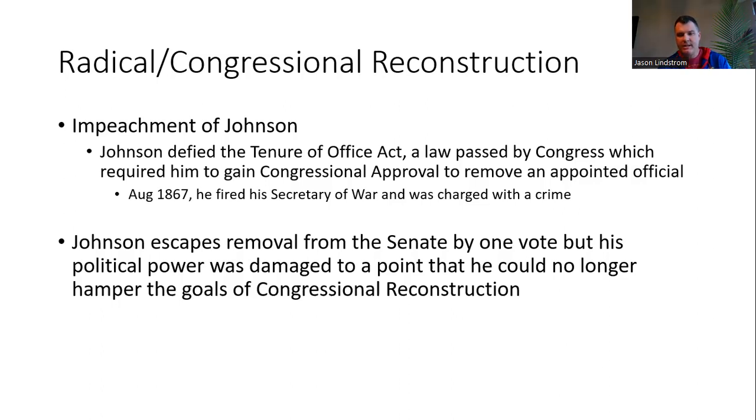And so Johnson becomes the first president to go through an impeachment investigation. The House of Representatives kind of gets together and they act as more or less like a grand jury. They hear the evidence and then they vote.